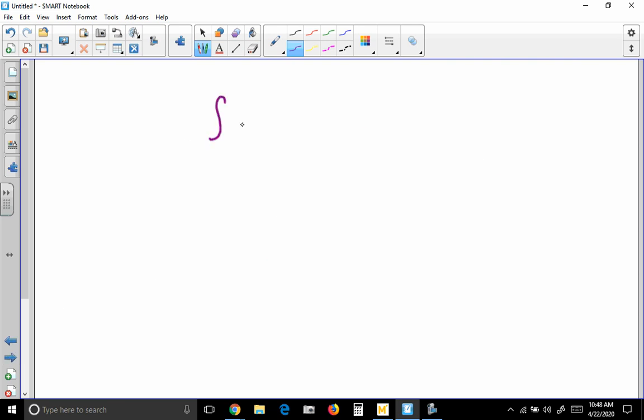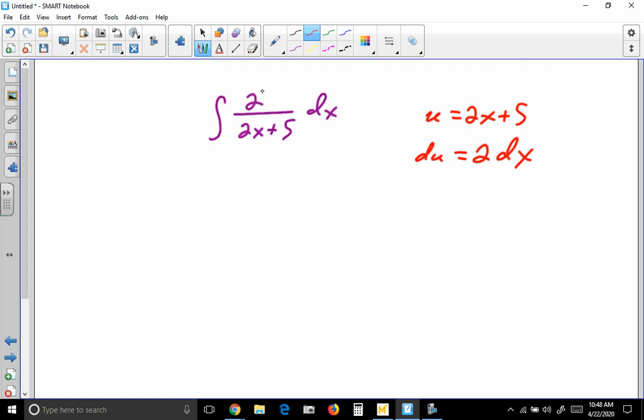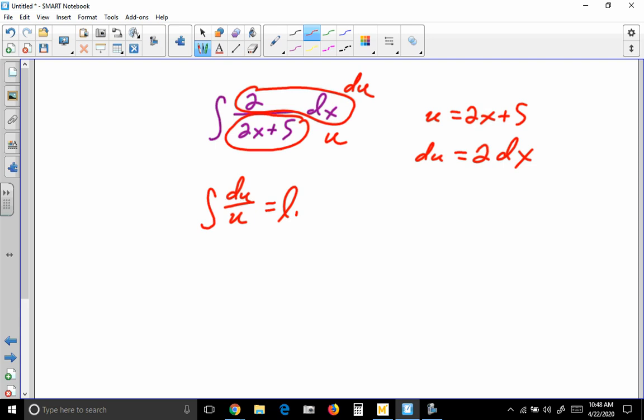So for example, if we have 2x plus 5 on bottom and 2 on top, if we were to let the bottom be u, then du, the derivative of this, is 2, so du would be 2 dx. So notice this whole thing is du, this whole thing is u. So if we're integrating du on top, u on bottom, that equals natural log absolute value of u plus c. So in place of the absolute value, we'll put 2x plus 5.